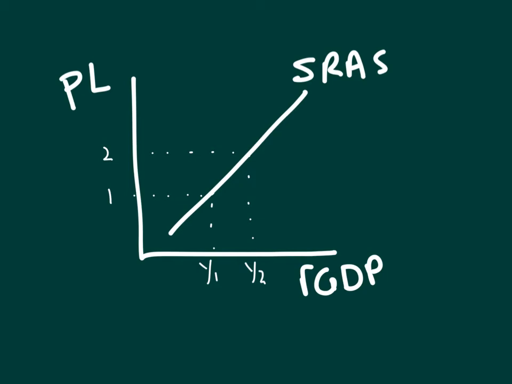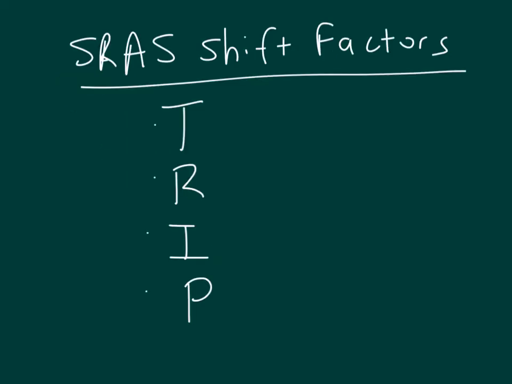Now, the same rules to graphing and shifting short-run aggregate supply exist as for regular supply, that if SRAS increases, then it shifts to the right, and if SRAS decreases, it shifts to the left. On to the SRAS shift factors. The acronym for them is TRIP, and the first one is taxes and/or subsidies on businesses. So taxes, subsidies. And the key is that it's on businesses.